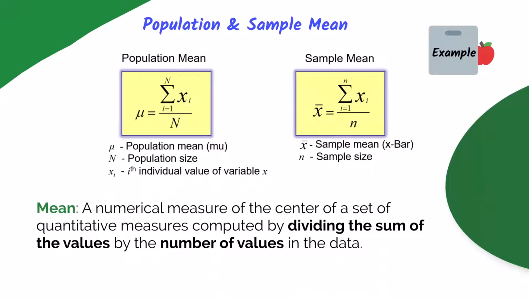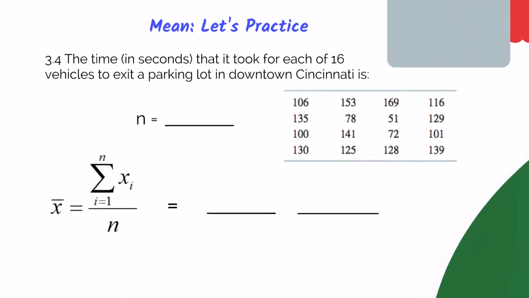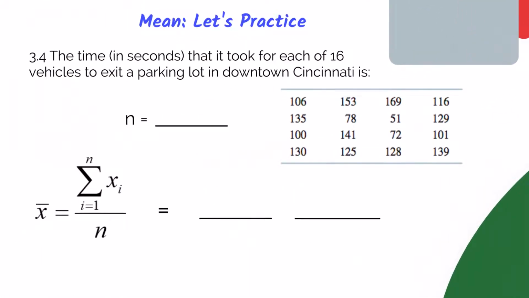So let's go ahead and do a practice problem. Here's a problem from 3.4 from the textbook. We have the time in seconds that it took 16 cars to exit a parking lot in downtown Cincinnati. The first step is we need to get our sample size. The sample size is 16, which was given right in the problem, but you could also just count up all the numbers in the table here on the right.